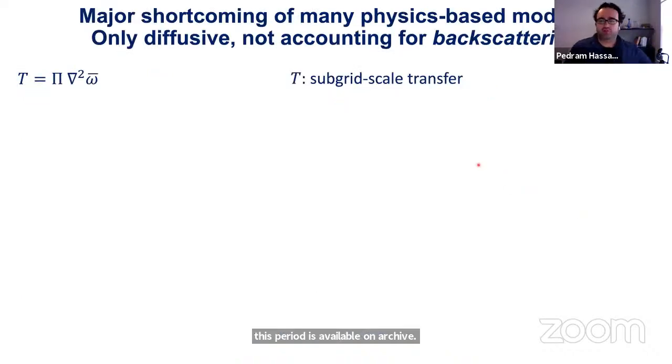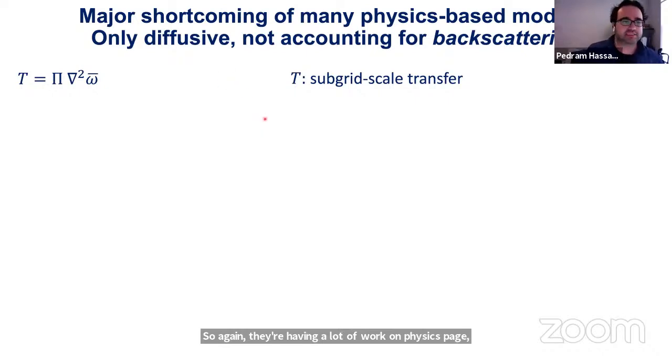So again, there has been a lot of work on physics-based models, but one major problem with physics-based models is that many of them only account for diffusion, and they do not account for what's called backscattering, which you can think of as anti-diffusion.